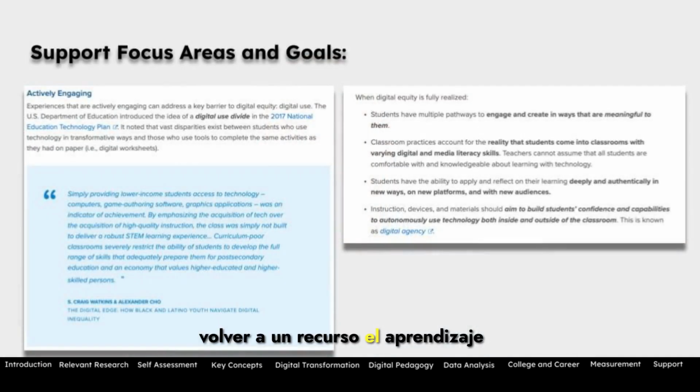Back to a resource the Learning Accelerator provides. This talks about actively engaging. Experiences that are actively engaging can address a key barrier to digital equity. The U.S. Department of Education introduced the idea of the digital use divide in the 2017 National Education Technology Plan. It noted that vast disparities exist between students who use technology in transformative ways and those who use tools to complete the same activities as they had on paper, i.e.